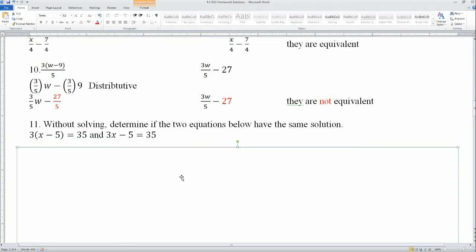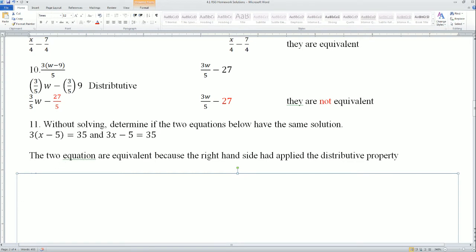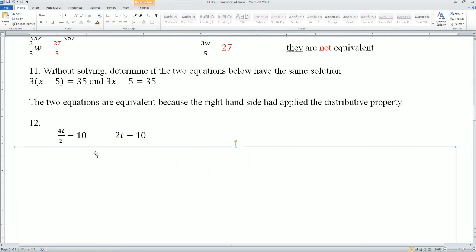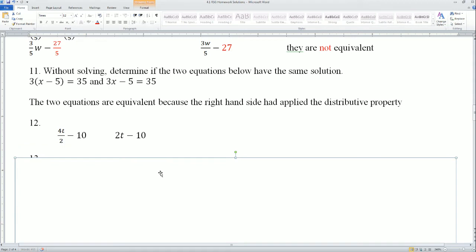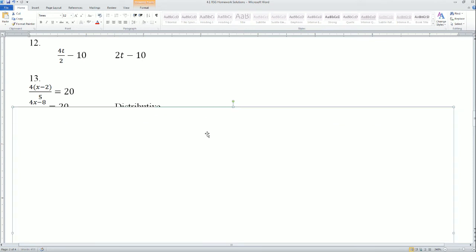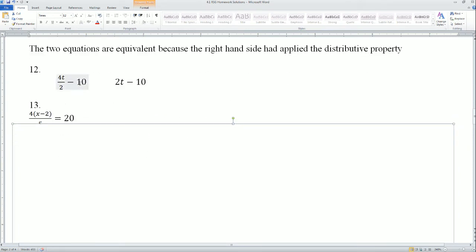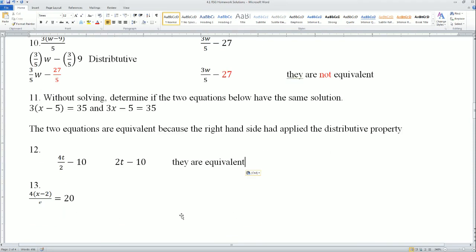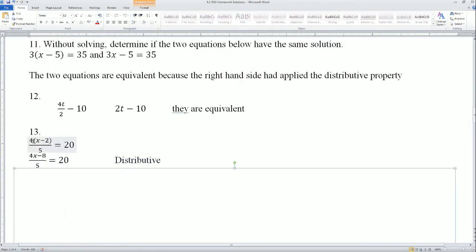11. Without solving, determine if the two equations below have the same solution. Here, I distribute, so I say the two equations are equivalent because the right-hand side just had to apply the distributive property to equal the left-hand side. Okay. Next, 12. Here, this one is equivalent because you can simplify. So we would say they are equivalent for 12. 13. Okay.